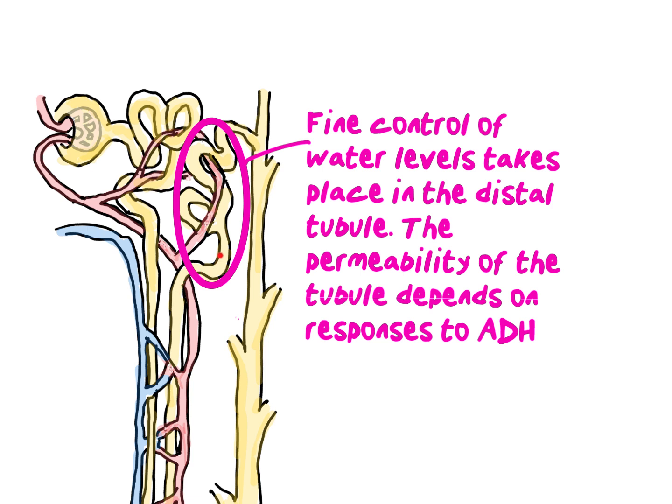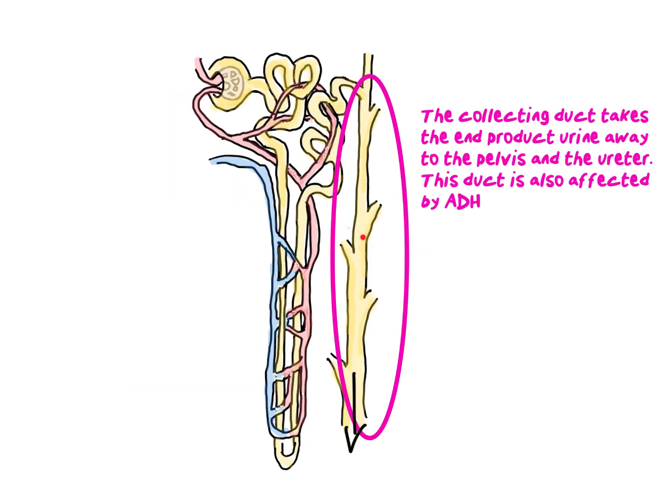The filtrate will now move through the distal convoluted tubules, and at this point and the collecting duct we have fine control of water levels, and this will be controlled by the hormone ADH, antidiuretic hormone. Again, I'll pick that up in a bit. At this point in the collecting duct we have our levels balanced. Within the urine we've got urea, and we're going to have the urine moving through the collecting ducts into the pelvis and then into the ureter and off to the bladder.